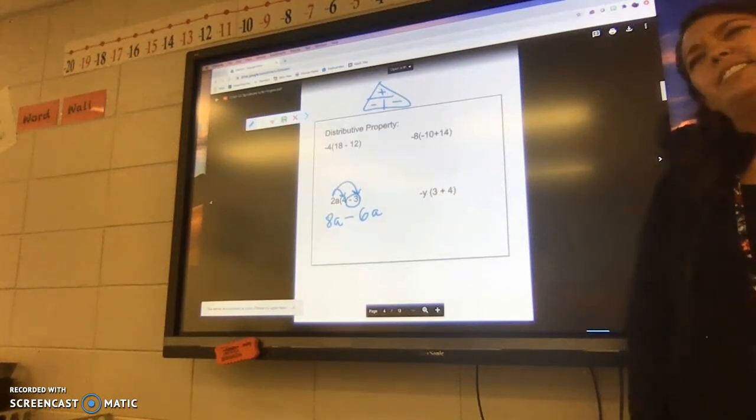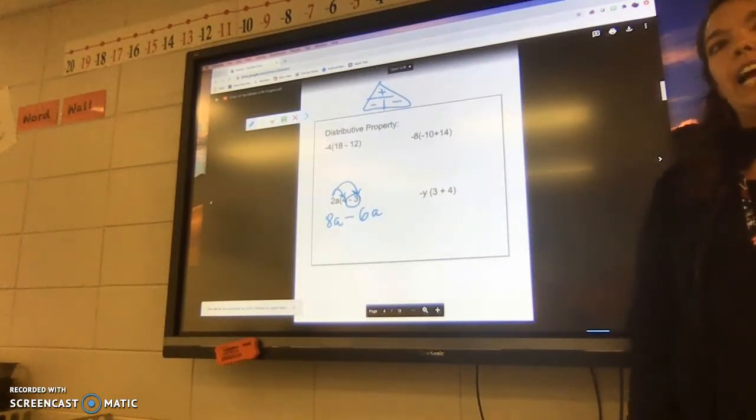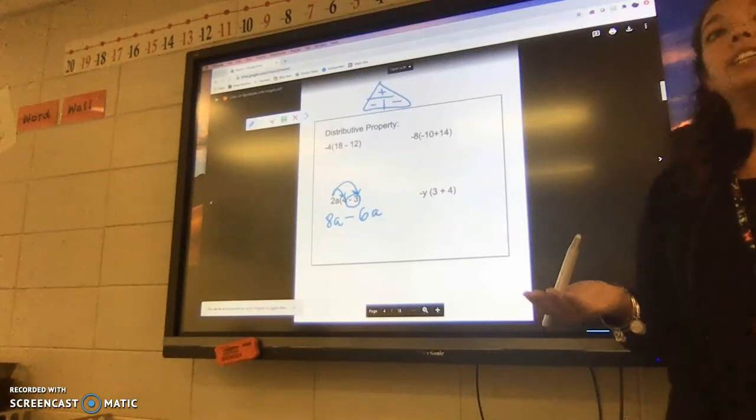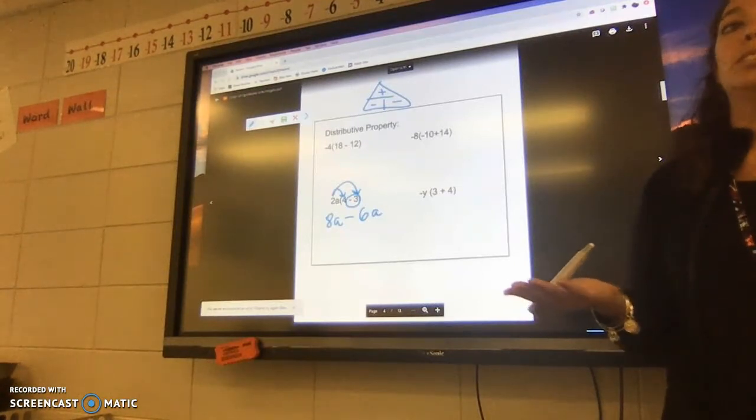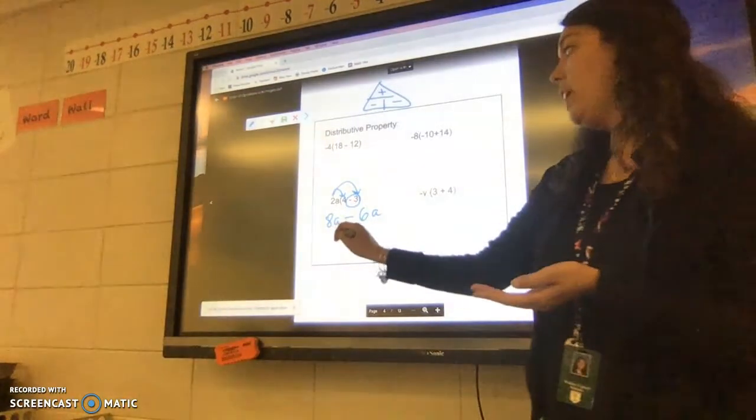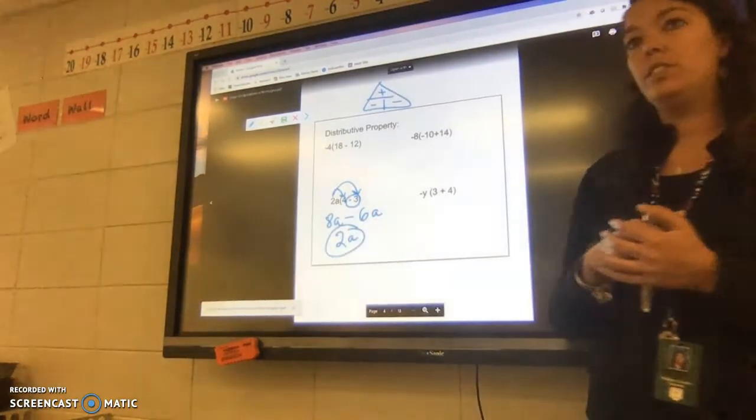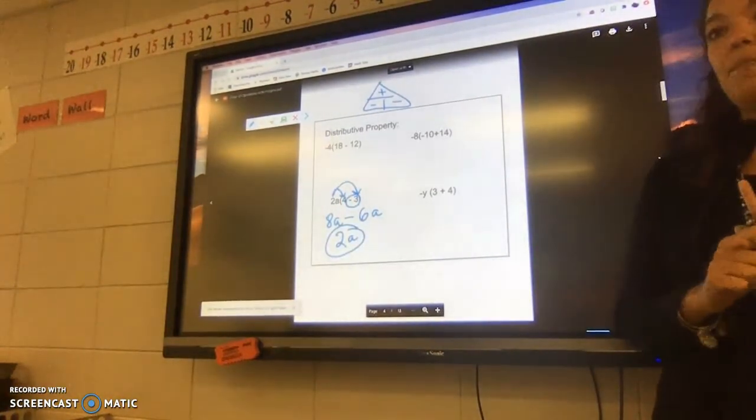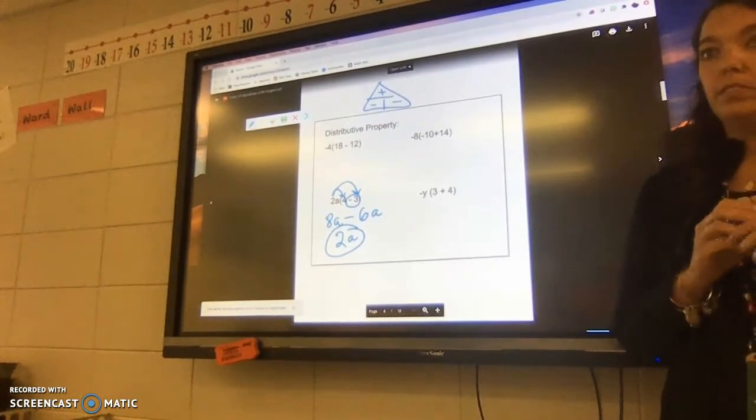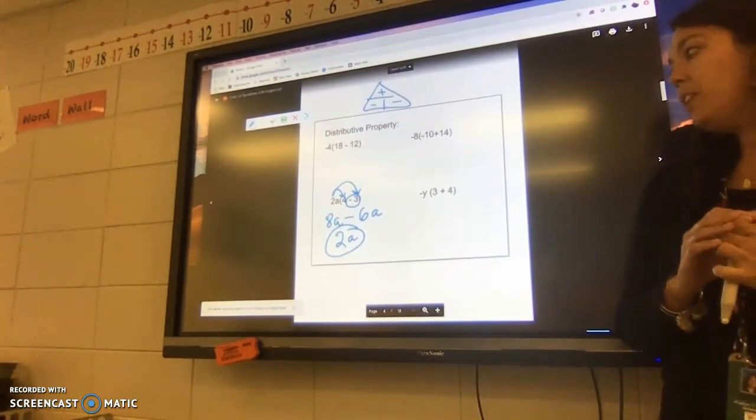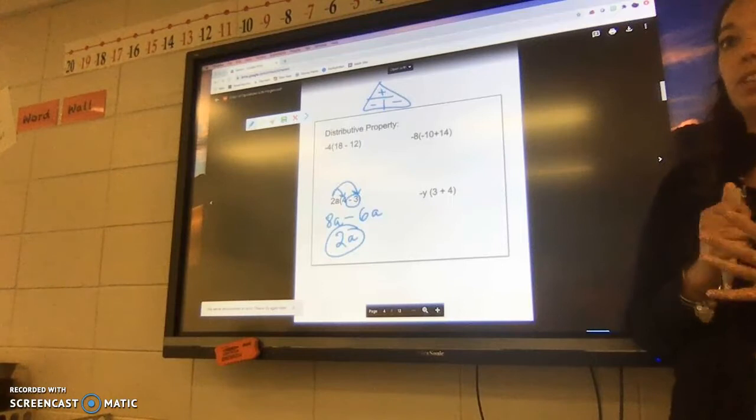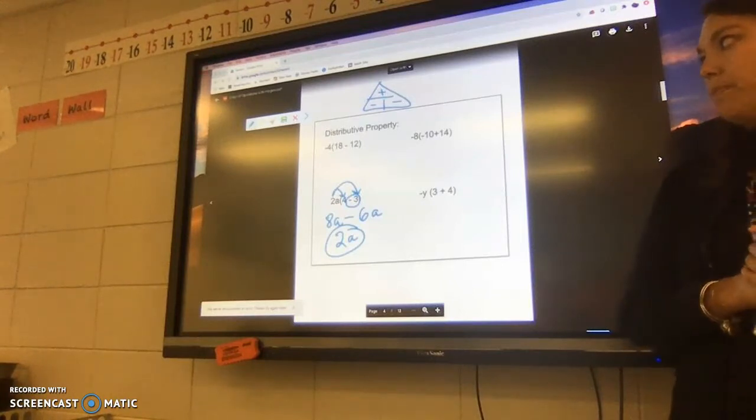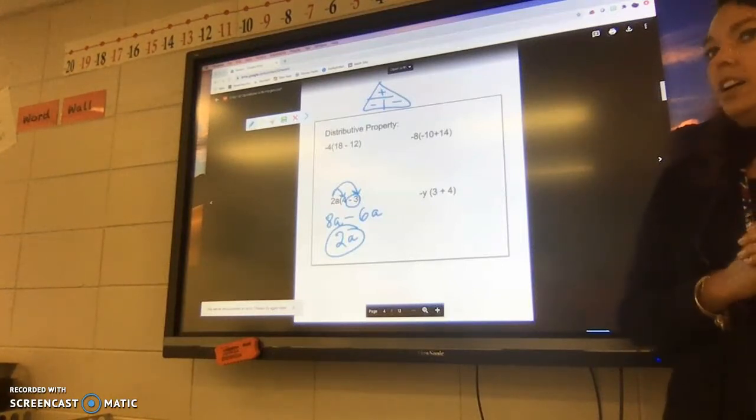Can I subtract those? No. I had 8 apples and I have 6 apples. 2 apples. So I have 2 apples. Now, that only can happen if you have the same letter there. It cannot happen if you do not have the same letter. It also cannot happen if you have alligators.